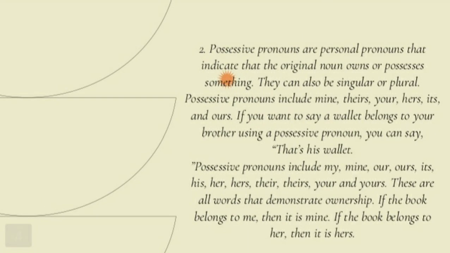The second is possessive pronouns. Possessive pronouns are personal pronouns that indicate that the original noun owns or possesses something. They can also be singular or plural. Possessive pronouns include mine, theirs, yours, hers, its, and ours. If you want to say it belongs to your brother using a possessive pronoun, you can say, that's his wallet. Possessive pronouns include my, mine, our, ours, its, his, her, hers, their, theirs, your, and yours.